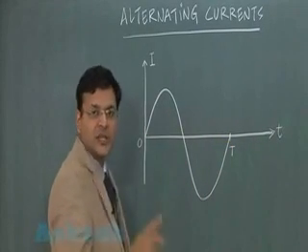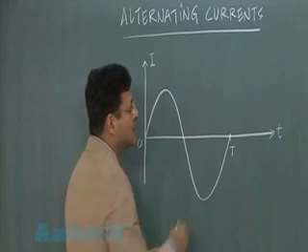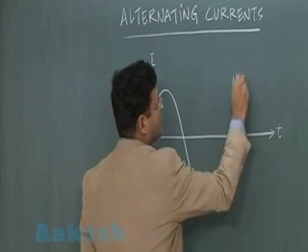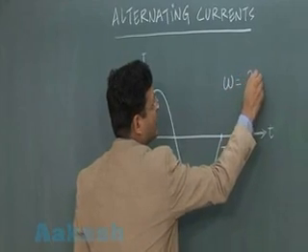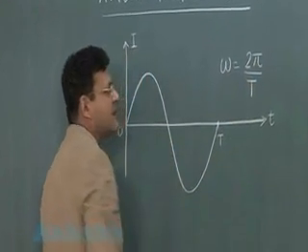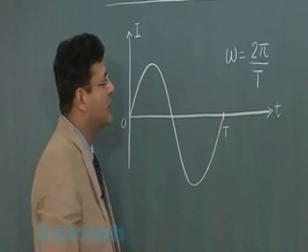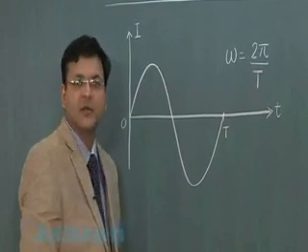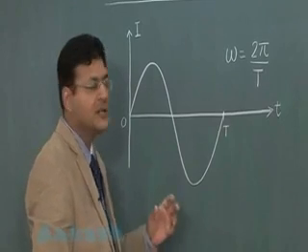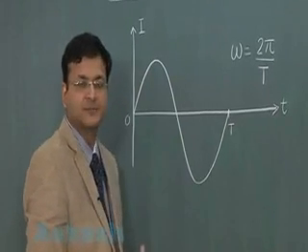Let us suppose the rotational speed of the coil in the magnetic field was omega. Then this omega was related to time period as 2 pi upon capital T. This was the correlation between them. Now the omega will not be called angular velocity, rather it will be called angular or circular frequency, and the unit will be radian per second.